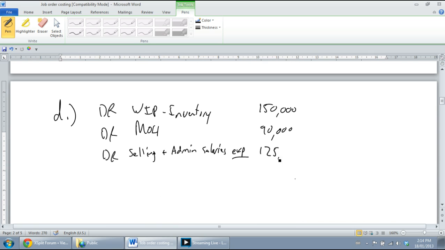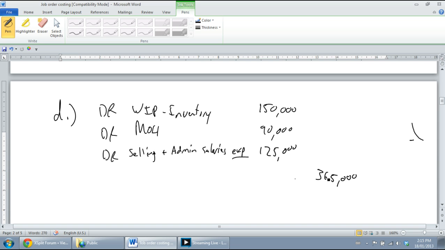$125,000. So we got a lot of salaries, right? Like 150, 125, that's 275, 365. And we can't have 3 debits and no credit. So I'm obviously going to have to credit something for 365.